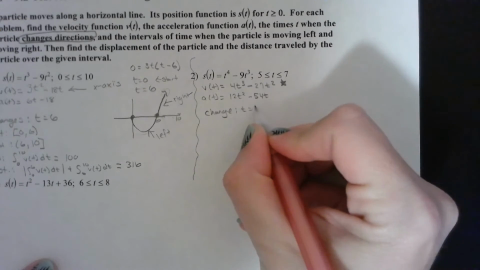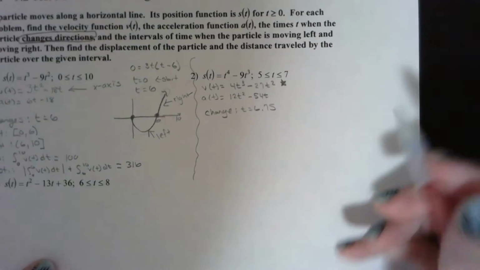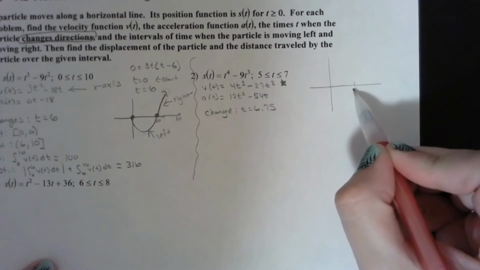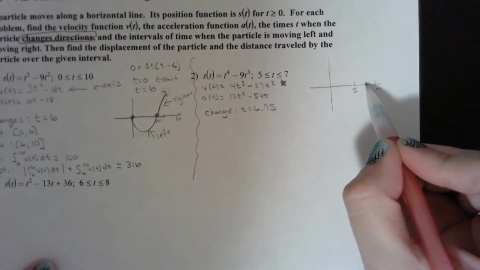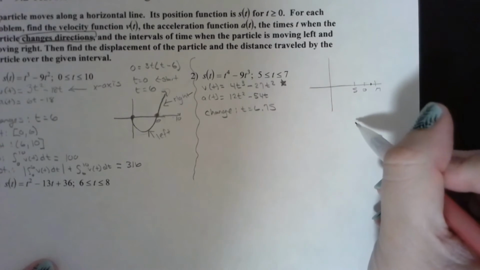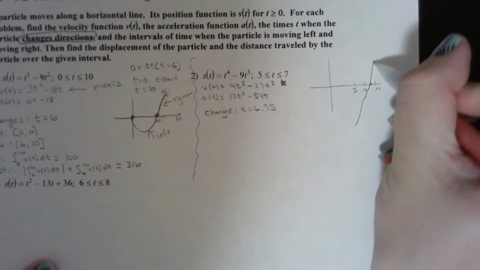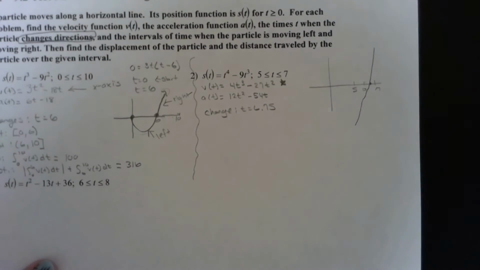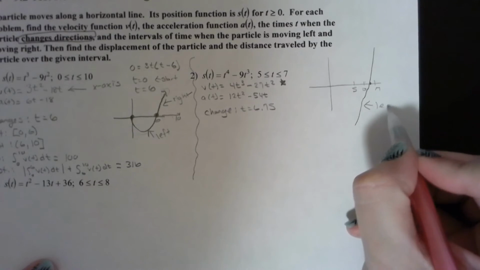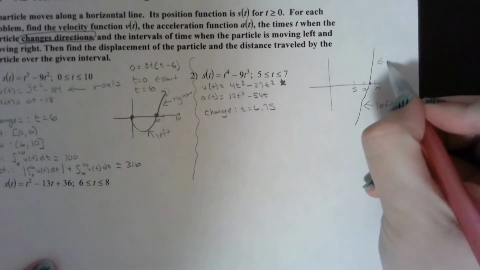when t is 6.75. Okay, so just for the sake of the picture, I'm only really looking from 5 to 7, and here's 6, and it's going to change here at 6.75, and it's coming from the bottom, and it's moving up. So that's kind of what it looked like, just a little sketch. So that means all of this is where it's moving left, and all of this is where it's moving to the right.